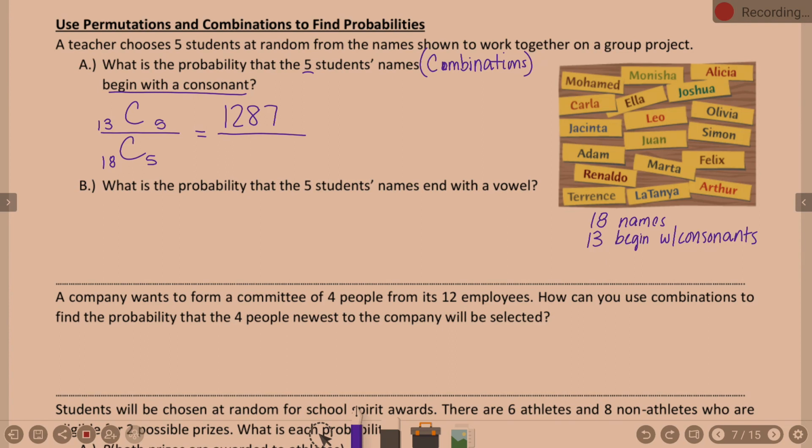Paul, on the far left, hit the math menu button. Arrow over like 4 menus to the right. Does that make sense? The rest of you, did you do 18C5? Yeah. Do 18C5, get that number, divide, you've got an answer.